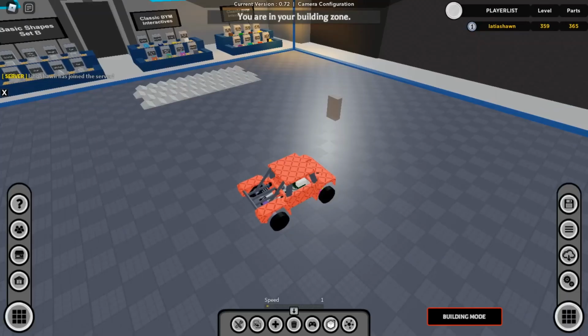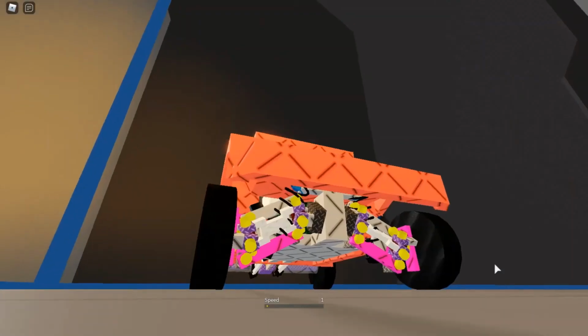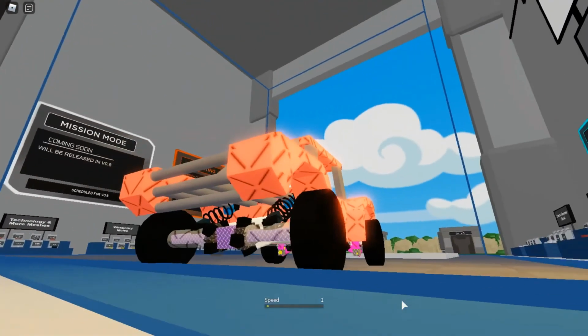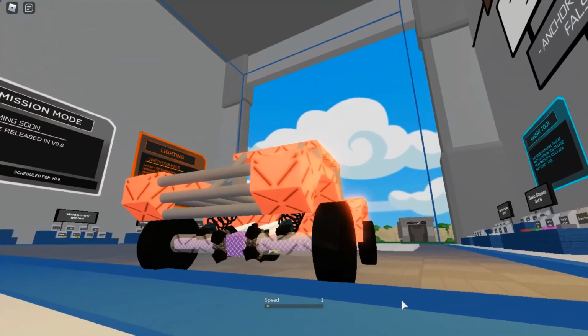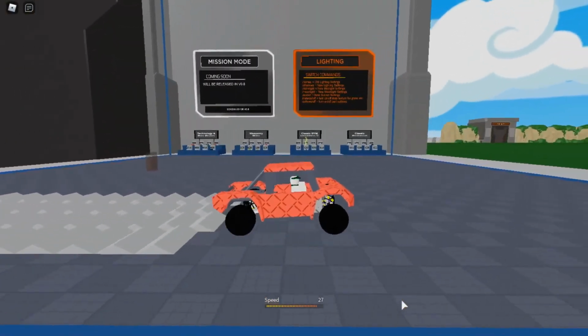Now I will present to you some of the suspension examples that I have given you in a completed car. Thanks to the double wishbone suspension on the front and the solid axle suspension on the rear, this truck is easily able to clear the bumpy terrain.